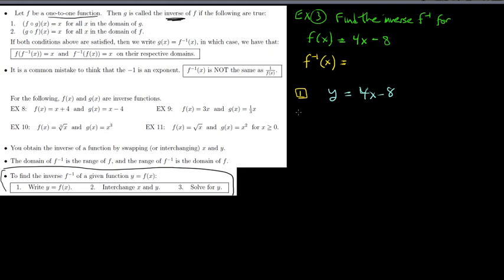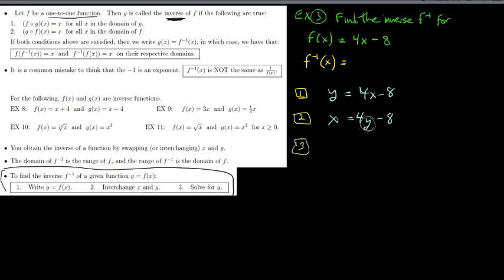Okay, and this is a 4, not a y. So step 2, now we have to interchange x and y. Switch them. So the y now becomes an x, and the x now becomes your y. The process of finding the inverse is effectively just switching the x's and y's. In step 2, this is already the inverse, but we want to write it as a function, in other words, solve for y.